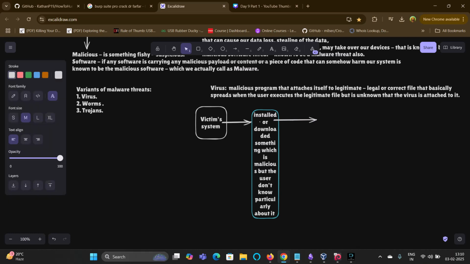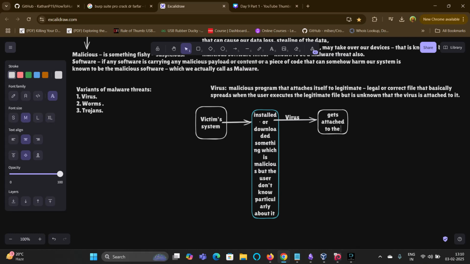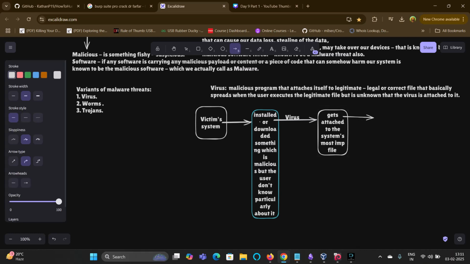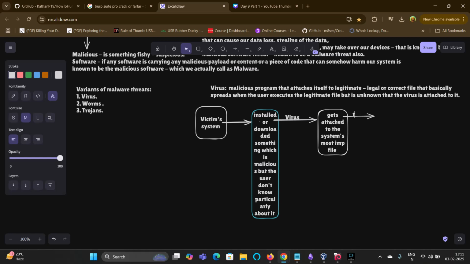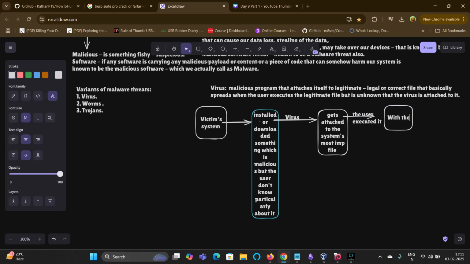It is a virus which somehow gets attached to the system's most important file, and whenever the user executes it with the original file, it runs the virus that was installed by mistake, and that's how the virus actually works.